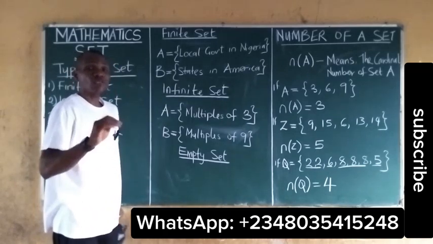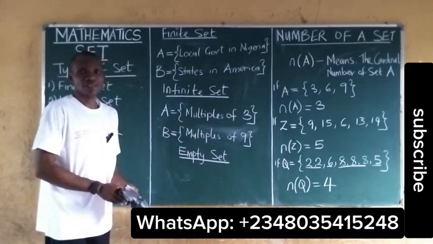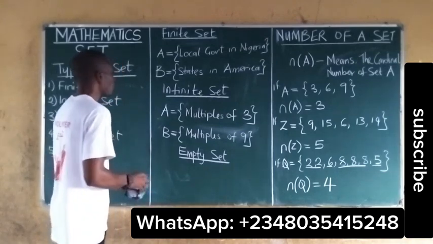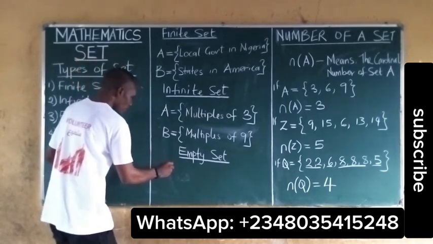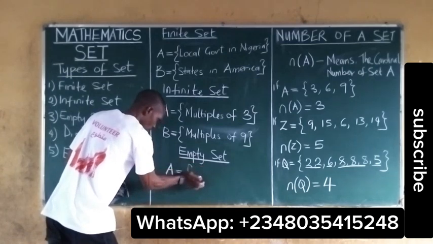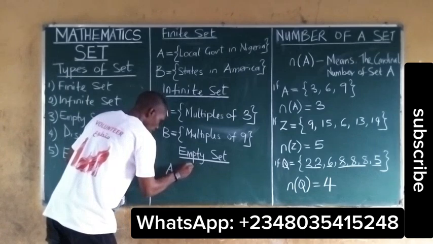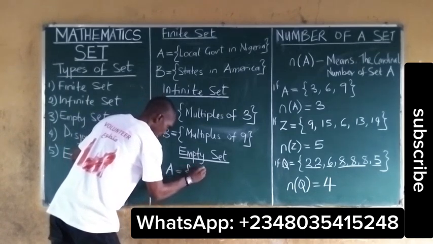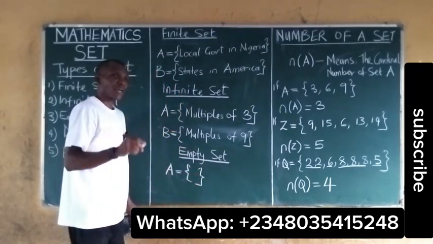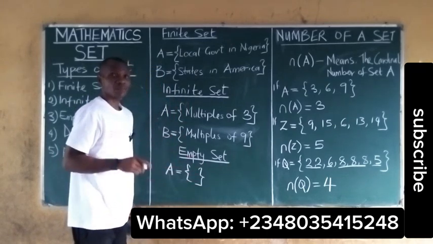A set is said to be empty if it does not contain any elements. For example, A is equal to an empty set. But we should note that if 0 is inside here, it means it's a set, because 0 is a number.